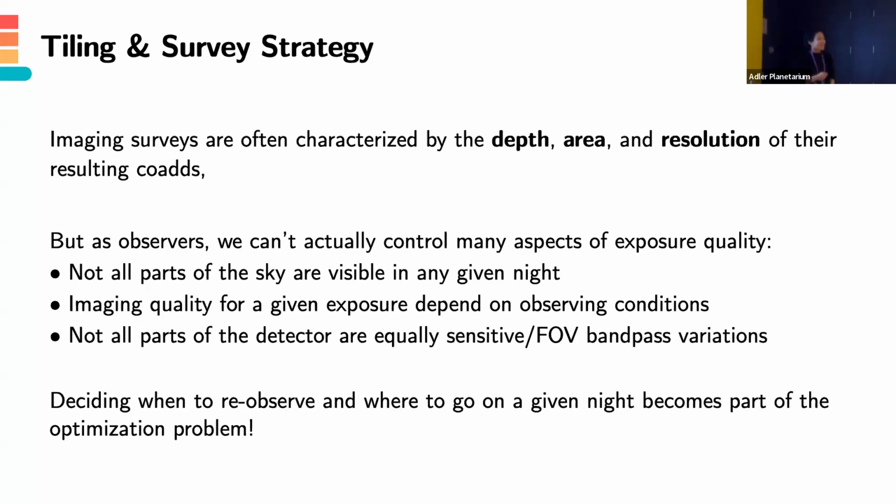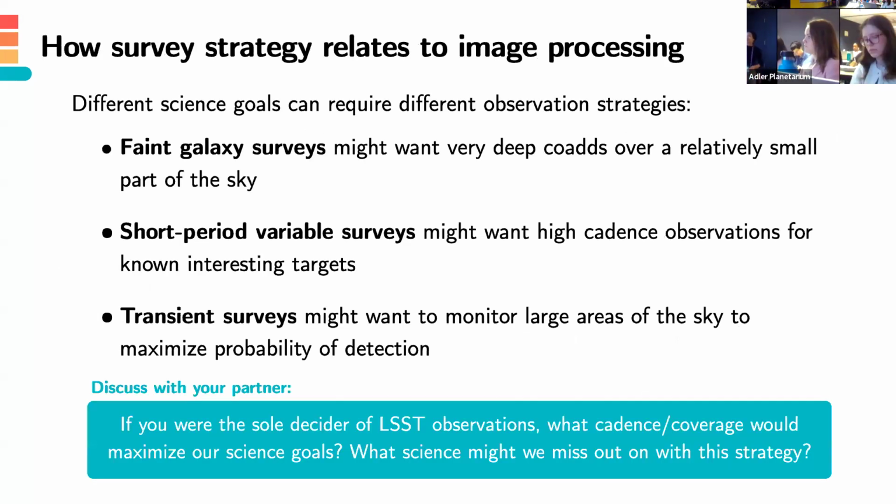There's not a silver bullet to obtain a completely homogeneous survey at the end of your run. So I'm just going to leave it to say that deciding when to reobserve and where to go on a given night is a very crucial part of the optimization problem that will change a lot depending on your science case and depending on what you want to prioritize. So with that, let's talk a little bit about how survey strategy relates to image processing.